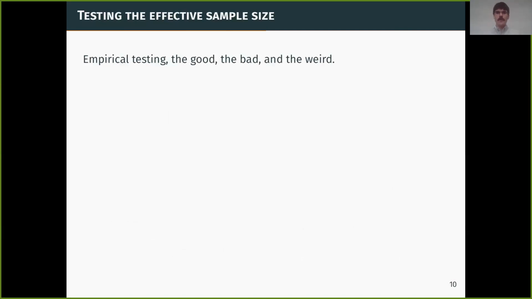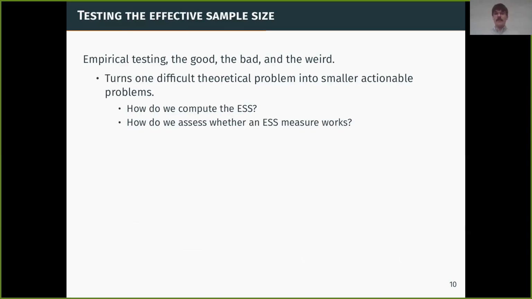Okay, before we move on, I just want to recap the good, the bad, and the weird of this empirical testing setup that we're taking. I think the bottom line is that we've turned what is a difficult theoretical problem into smaller and actionable pieces. So we've taken this notion of an ESS for trees, and we've broken it down into, first, how do we compute one? And second, how do we assess if it works? The first question allows us to be creative and try a bunch of things. The second one, if we ground ourselves appropriately in theory, allows us to make sure that we don't go overboard and that those things work.